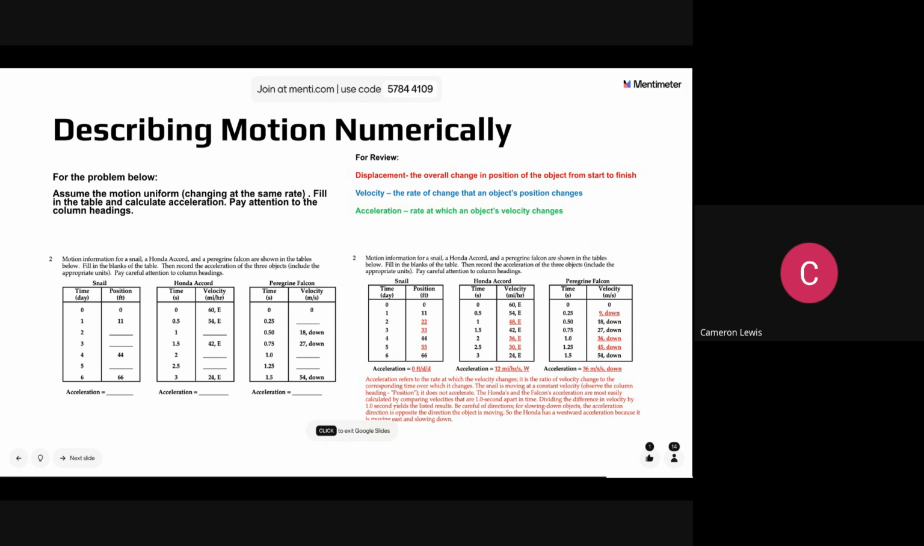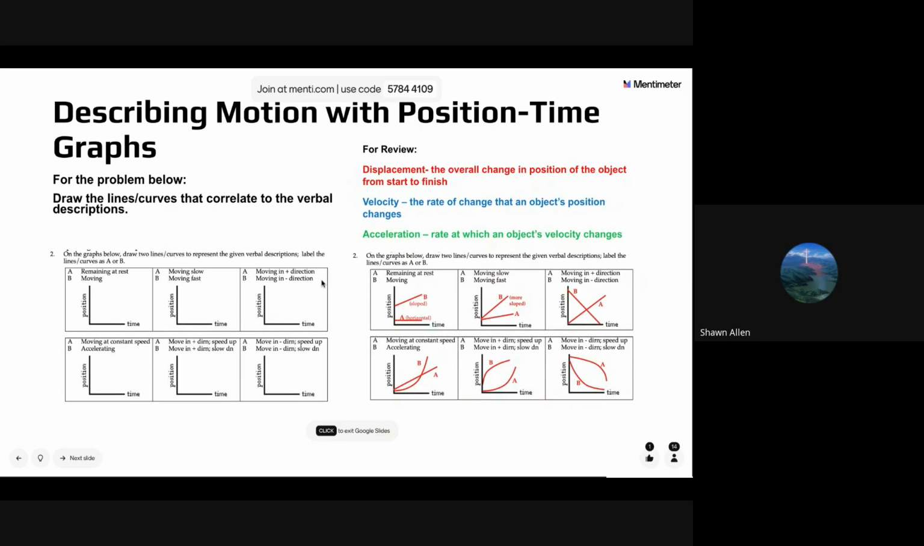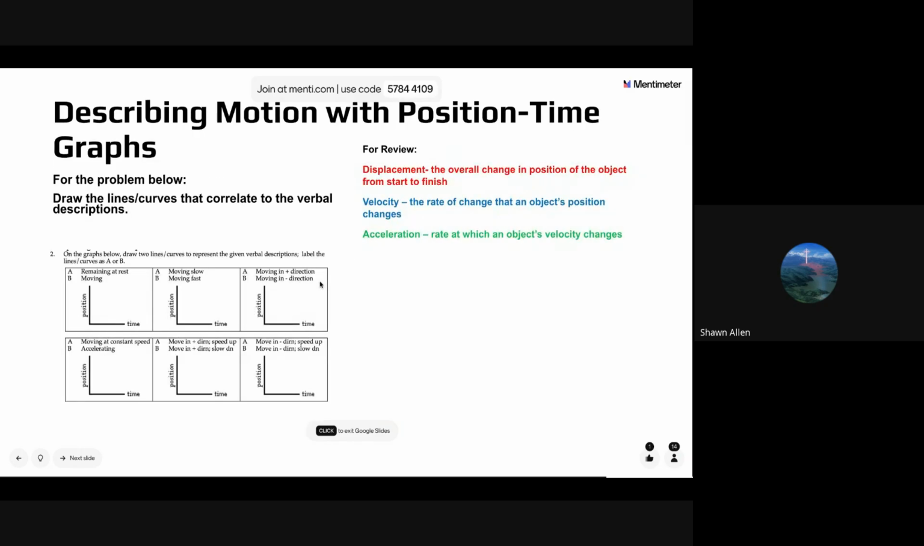Everyone in the chat, write change in velocity over time. I want to see it. Let me see it in the chat. Change in velocity over time. There we go. That is acceleration: change in velocity over time. If you ever get confused.